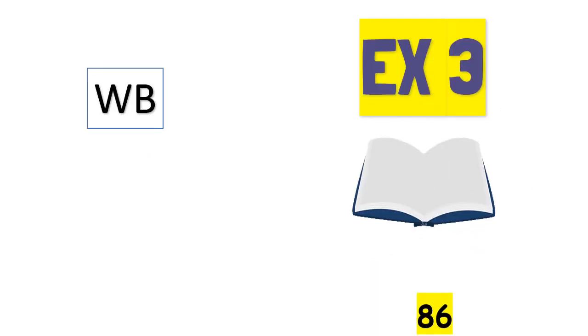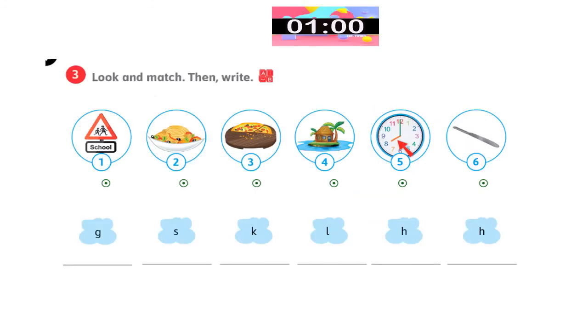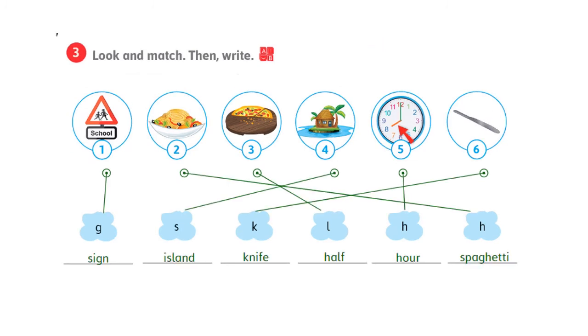Activity three. Look and match, then write. Number one, look at picture number one. What can you see? Sign. Let's match it to the letter G. What's the silent letter here? The consonant silent letter is letter G.